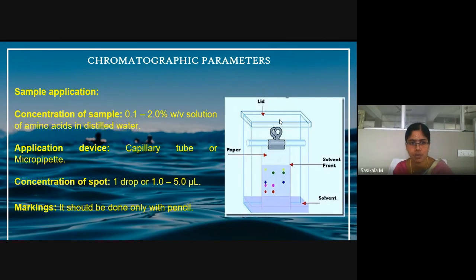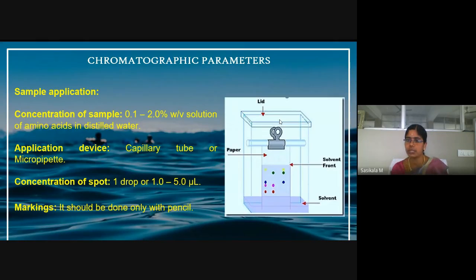How much concentration you need to prepare: that is 0.1 to 2% weight by volume solution of amino acids or any water soluble substance. Then how you will spot the sample? Before spotting the sample, you need to mark a baseline. It should be above the mobile phase level, leaving 0.5 centimeter or 1 centimeter.